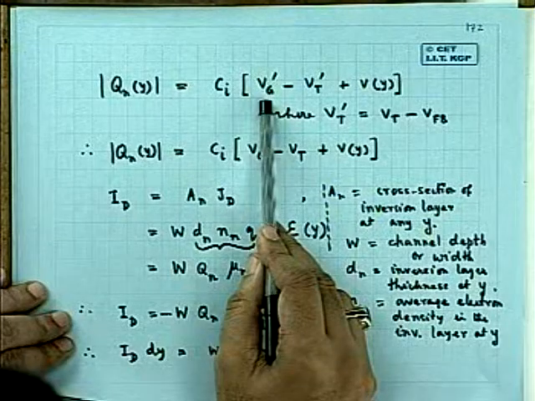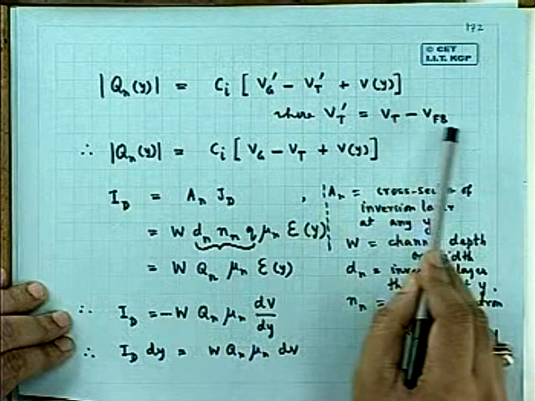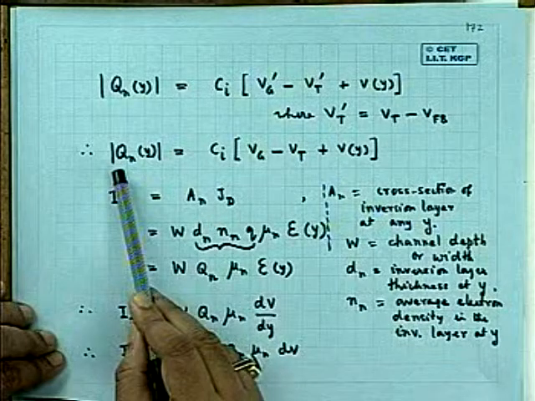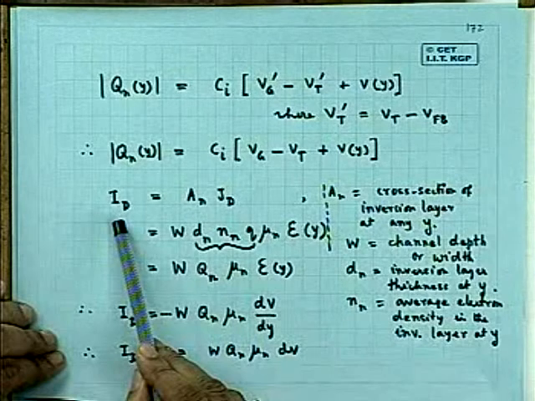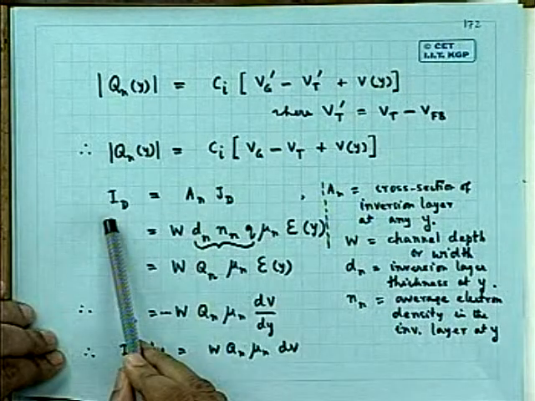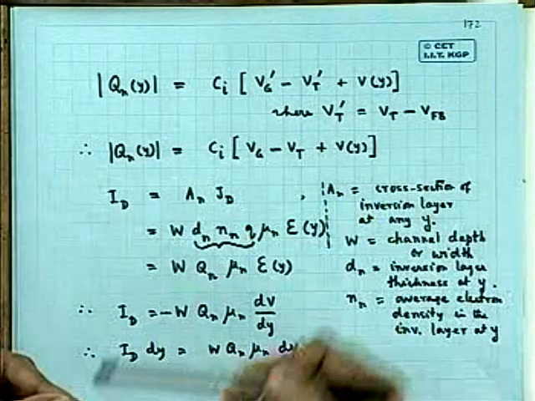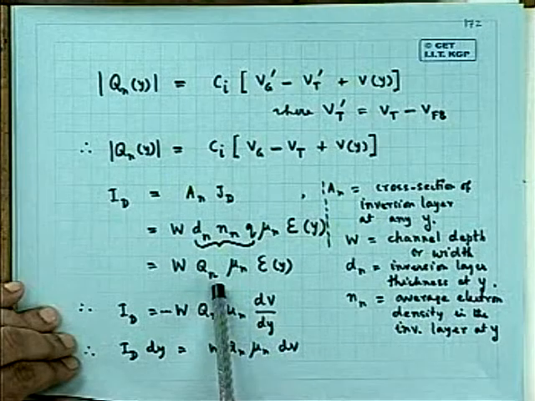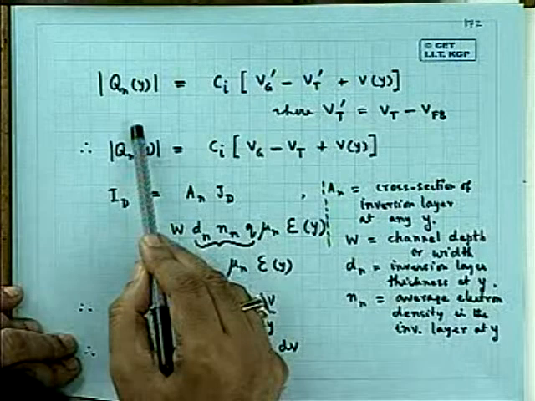Vg dashed is Vg minus Vfb, Vt dashed is Vt minus Vfb, so the difference is nothing but Vg minus Vt. Ultimately, after obtaining this equation for Q and Y, we wrote the expression for Id in the following fashion. And I finally found that Id can be expressed as W, the width of the channel or the depth of the channel, Qn, the inversion charge density at the particular Y. This is a function of Y, please remember. Qn is a function of Y.